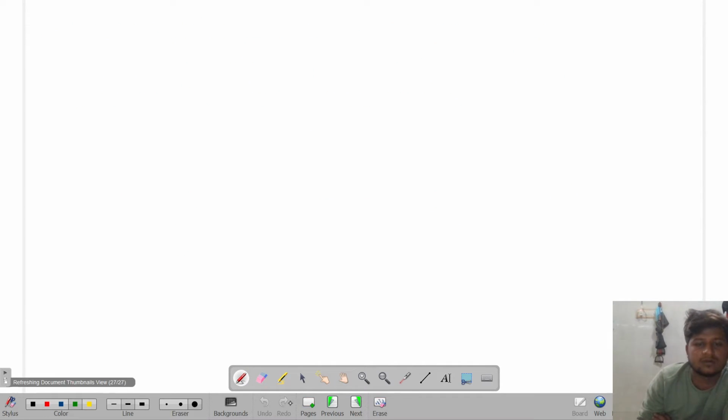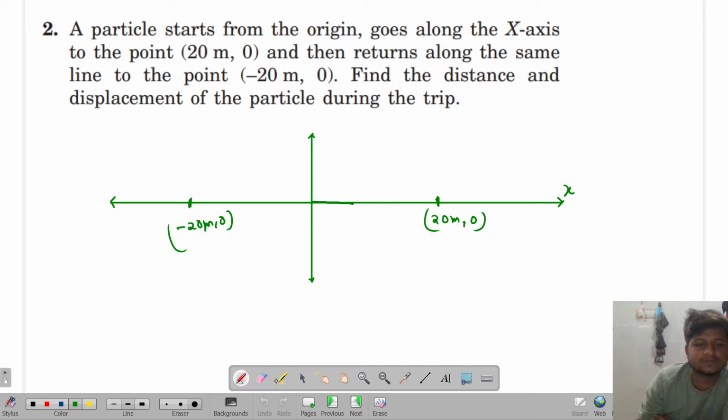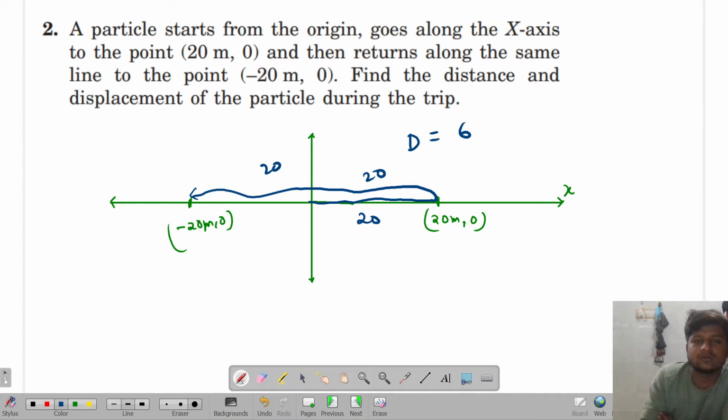First, this length, then it returns back to here, then it is going back to here. So how much is the distance? 20 plus 20 plus 20. That is how much? Distance is going to be 60 meter.